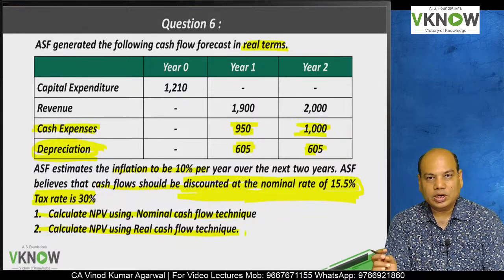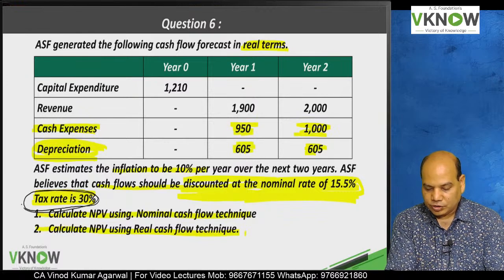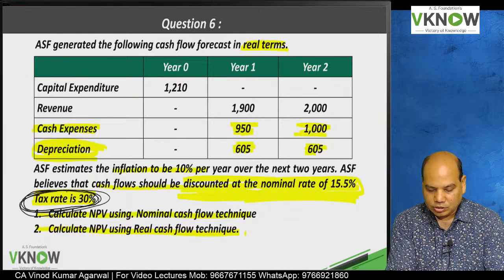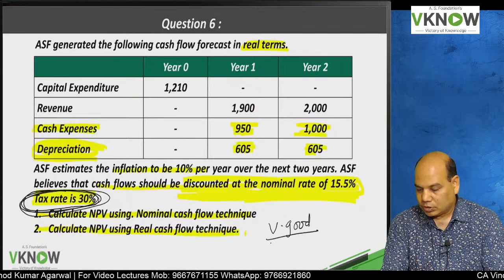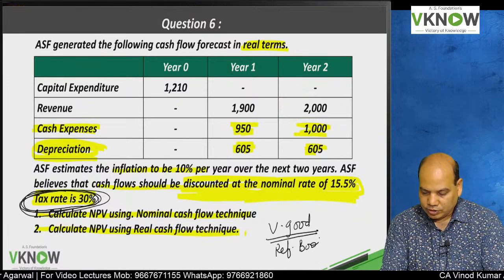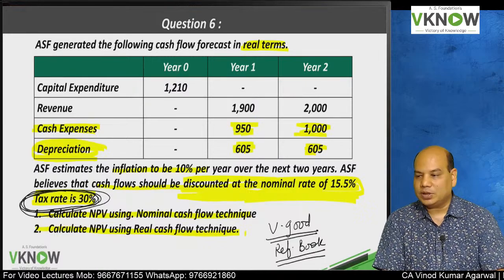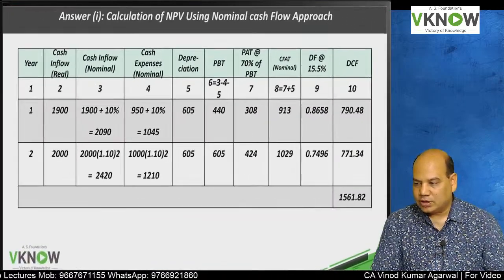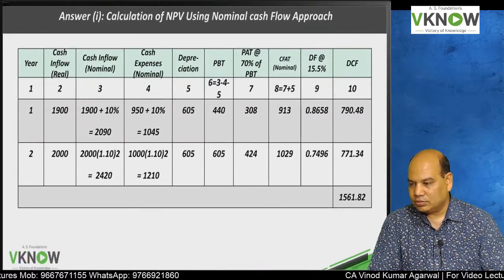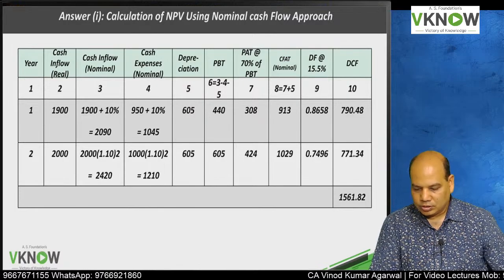Up to nominal cash flow we have to compute because we have to compute taxation. Tax is always in nominal terms. So this is a very good question, and the source is a reference book. We have to study advanced questions also. The topic is advanced capital budgeting, and therefore I have brought some advanced version. So write down the answer. The answer is very easy.